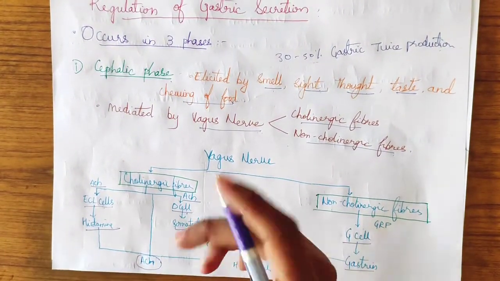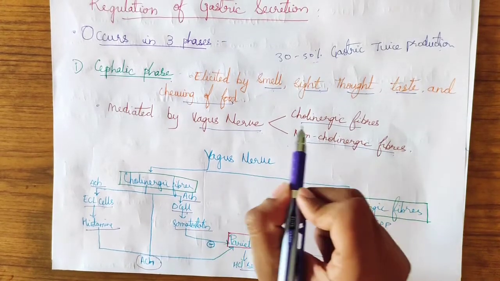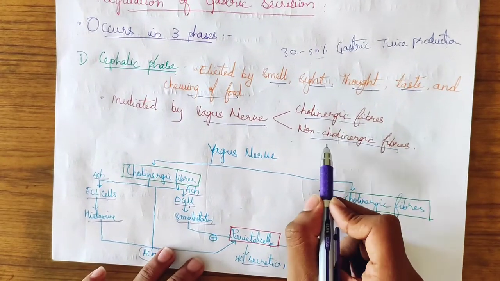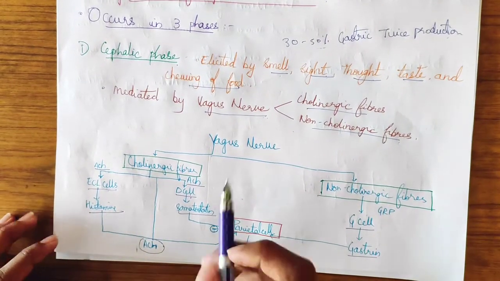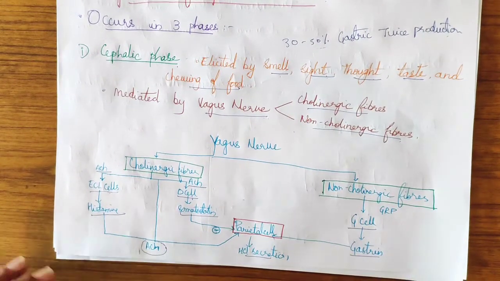It is mainly mediated by the vagus nerve. This vagus nerve again has cholinergic fibers and the non-cholinergic fibers. So let's understand this by the flowchart. The vagus nerve has cholinergic and non-cholinergic fibers.